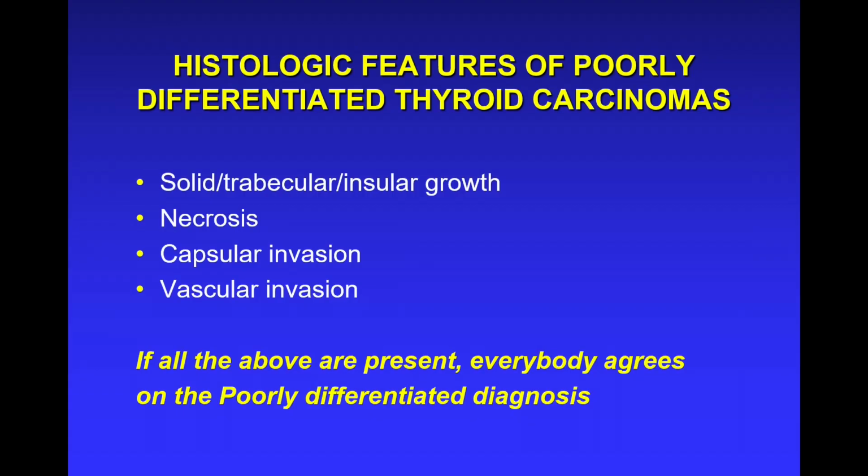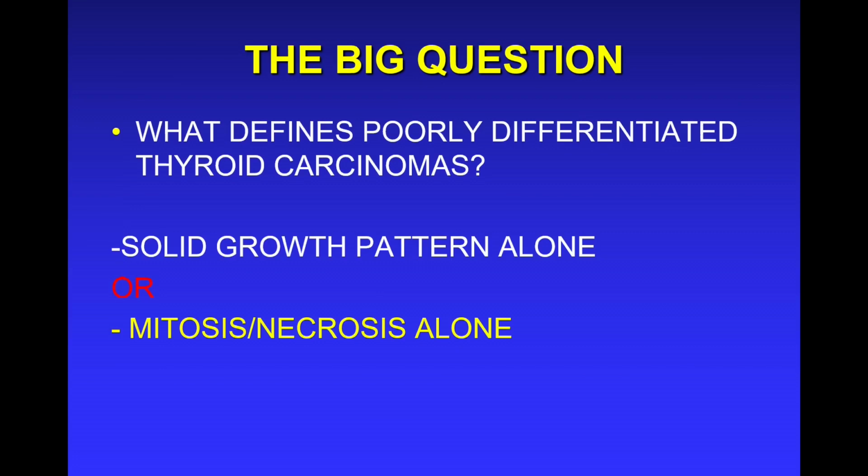So this controversy about the definition goes like this. First of all, everybody agrees there is an entity called poorly differentiated thyroid carcinoma. And when there is a solid growth pattern, necrosis, and invasion, everybody agrees this is poorly differentiated. But the rub, the problem, is what happens if you have a solid growth pattern alone, or mitosis and necrosis alone.